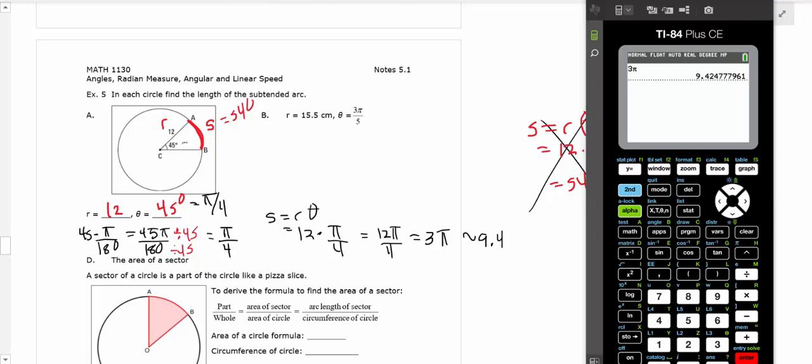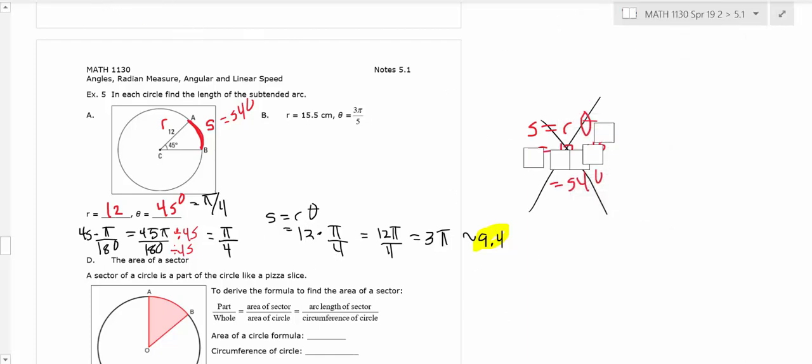What do you guys think? Is that a little more logical than 540? Yeah, okay. A lot of times students don't ever catch stuff like that when they're doing their homework or a test. You want to think about what's reasonable. The arc length is approximately 9.4. That's it. So S equals r theta is the formula you use. Just make sure that theta is in radians.